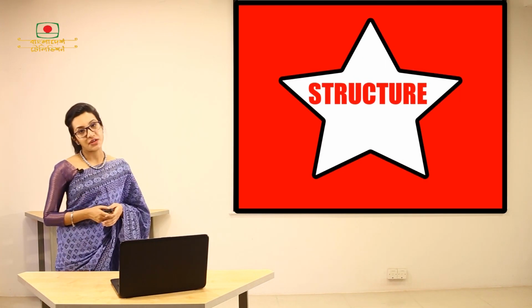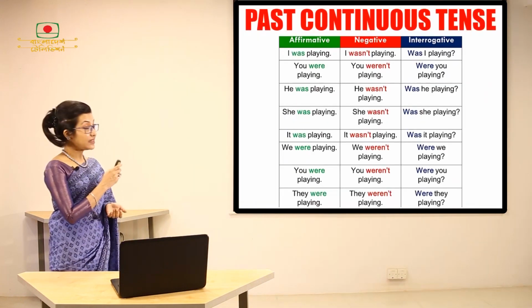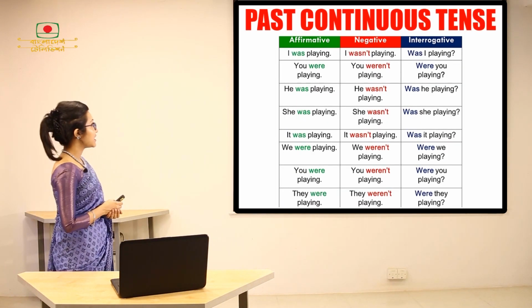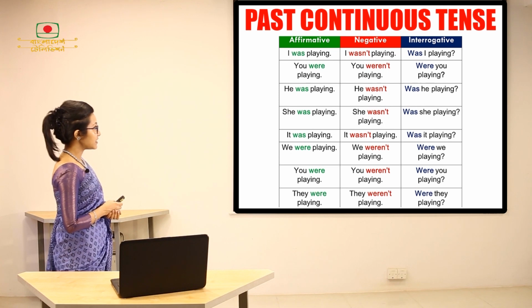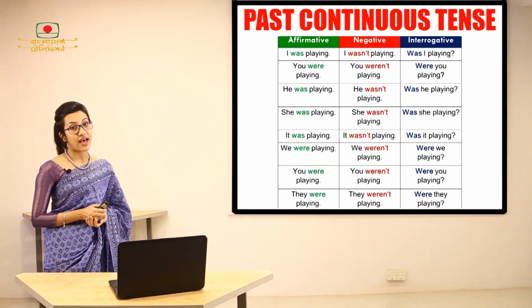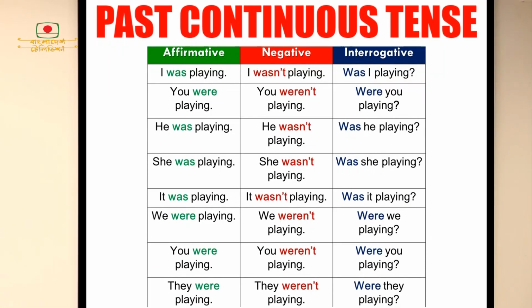Now the structure of past continuous tense. In these three columns, we can see that affirmative, negative and interrogative structures have been shown. In the first one, I was playing, we have used the subject I at first. Then we have used the verb was and then we have added ing with the verb play.